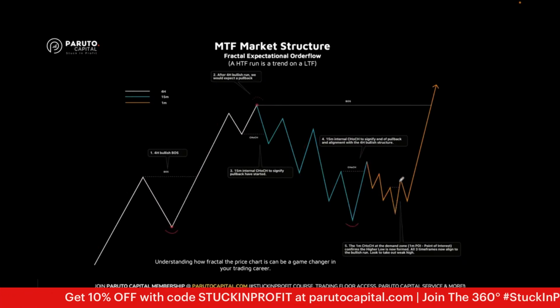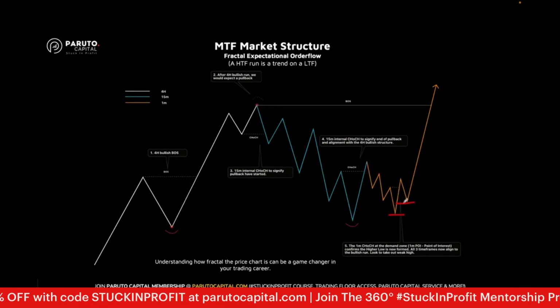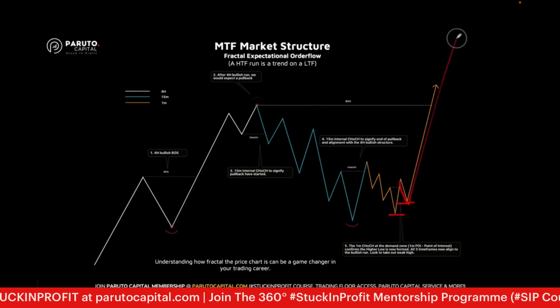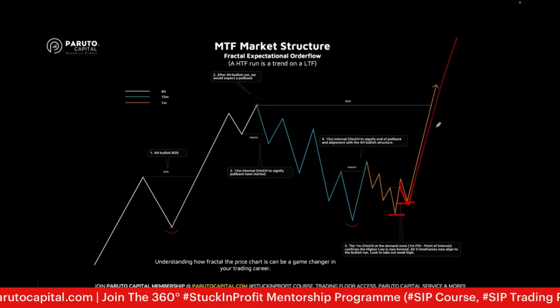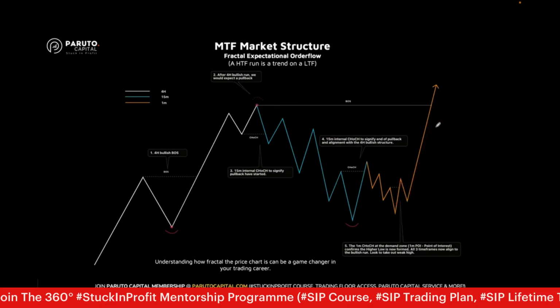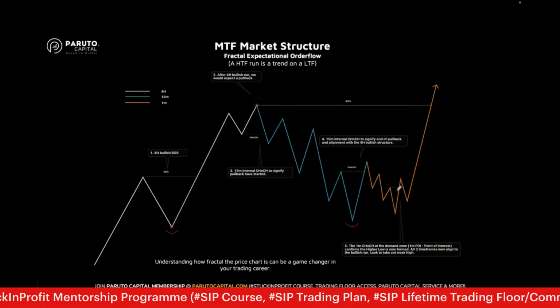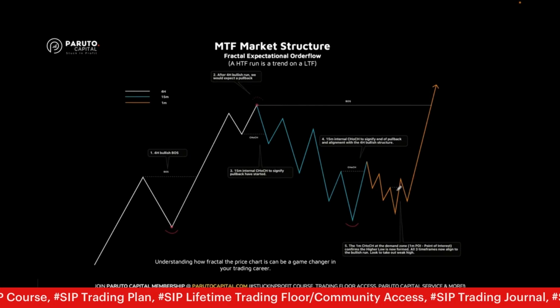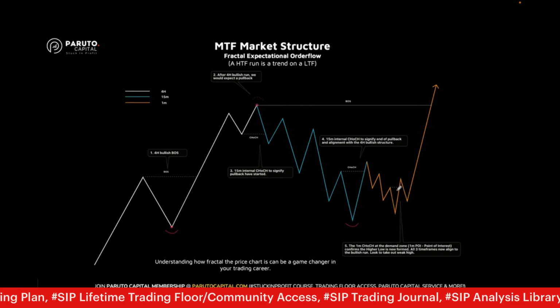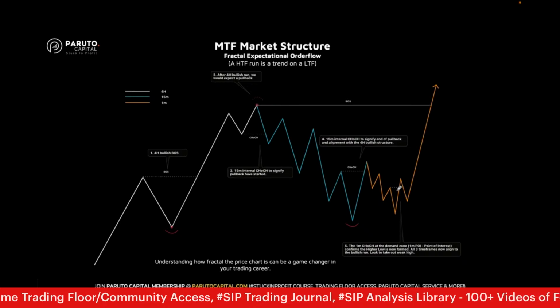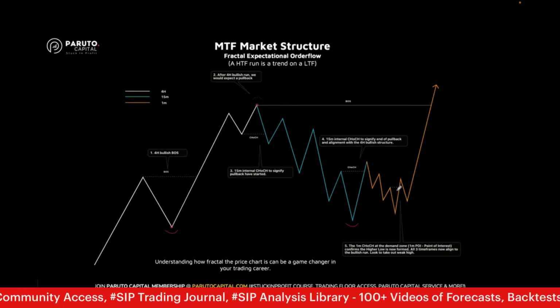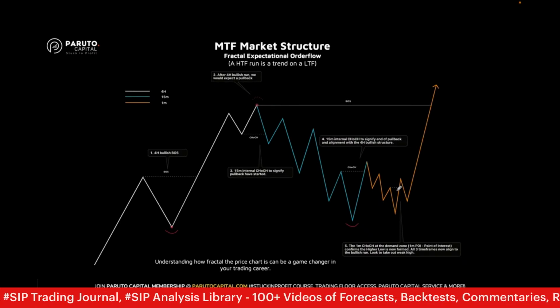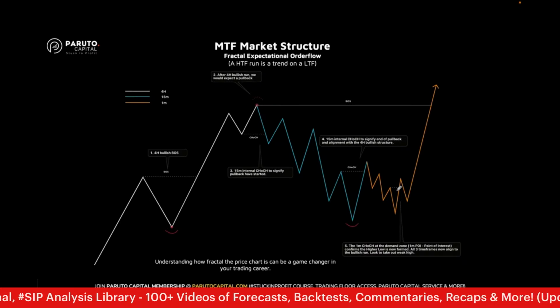So we see that flip, and then what happens? We now expect price to pull back a little bit here and then continue the uptrend, right? So this is basically our bias on how we look at the order flow. So we expect that the higher time frame runs will produce trends for us on the lower time frames, and then we leverage that to execute trades according to our plan.